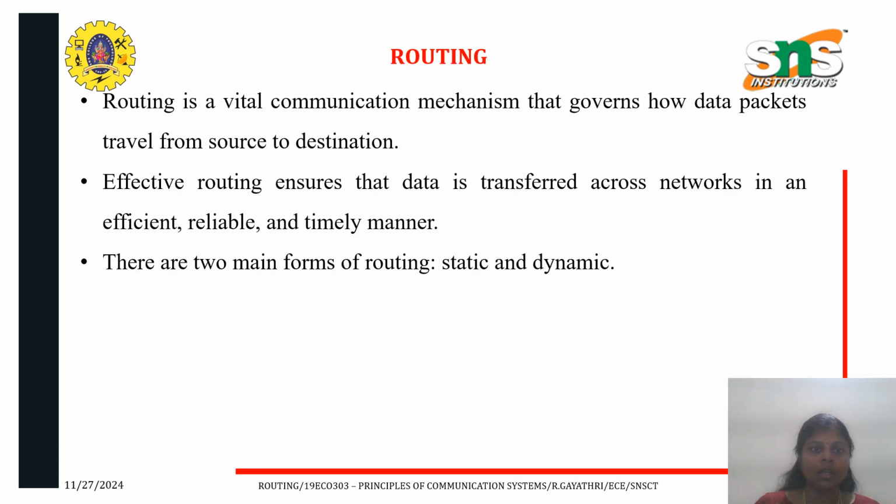Routing is a vital communication mechanism that governs how data packets travel from source to destination. Effective routing ensures that data is transferred across a network in an efficient, reliable and timely manner. There are two main forms of routing. The first one is static routing and the second one is dynamic routing.